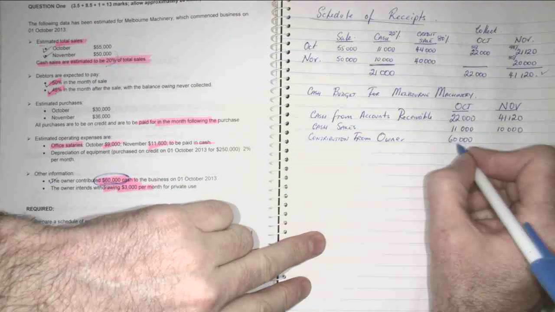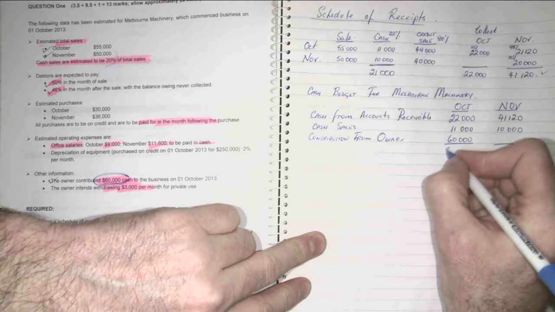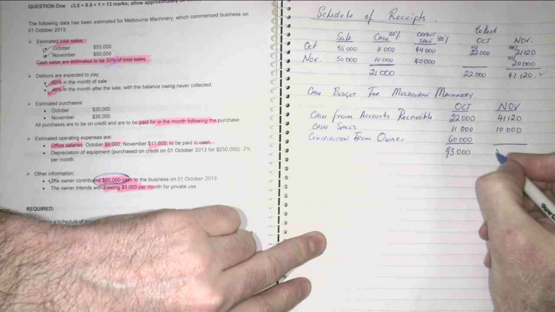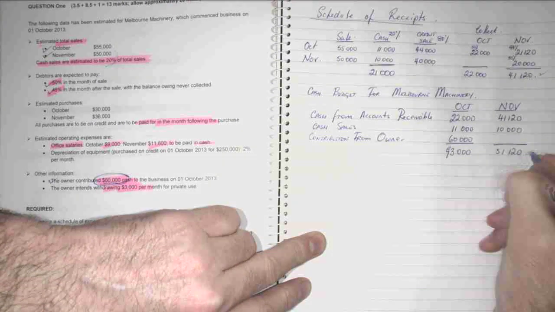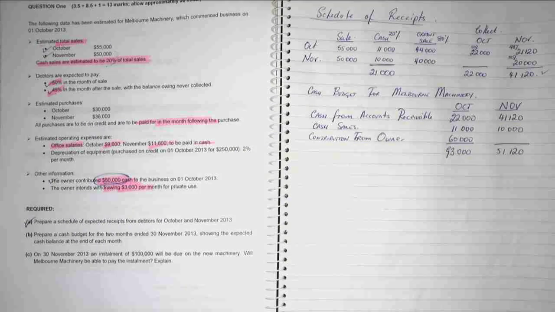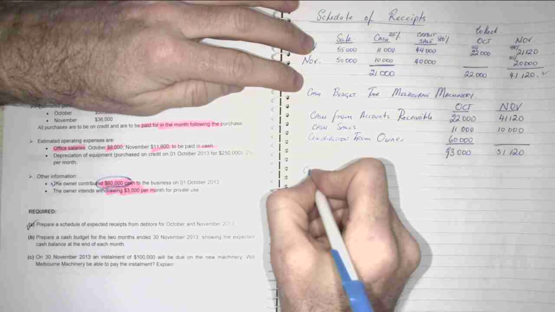So now I just need to do a total on that, so 93,000 and 51,120. So that's my cash inflows. Now I've got to look at my cash outflows.